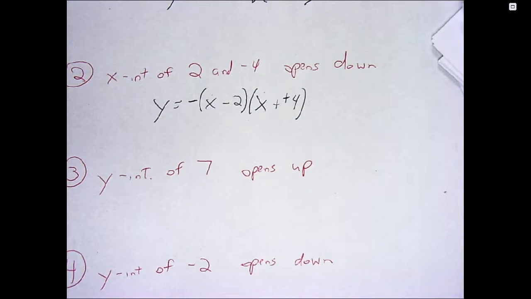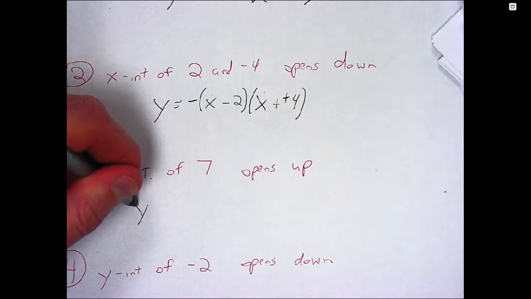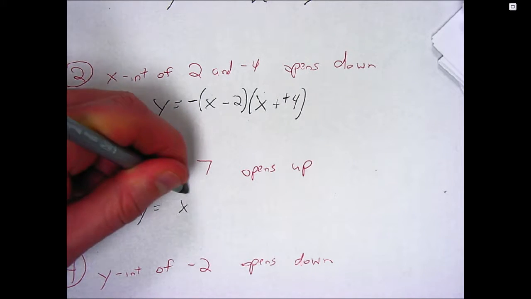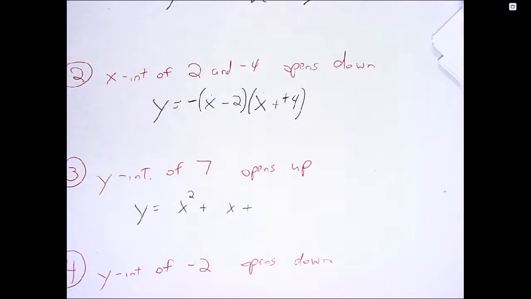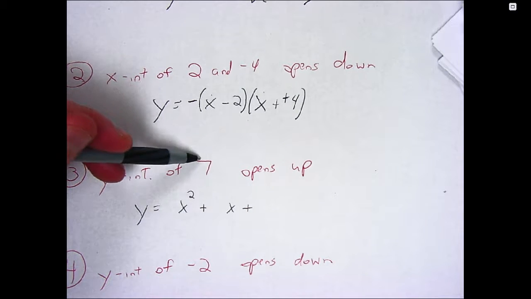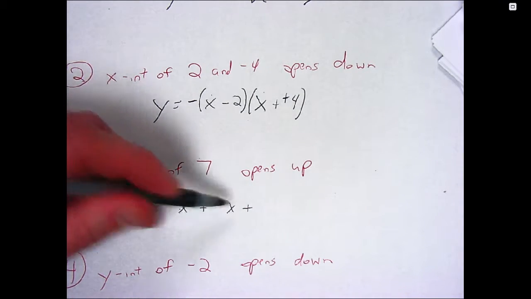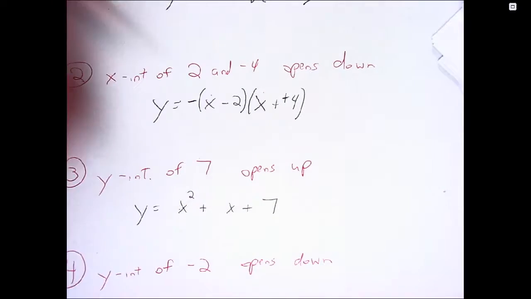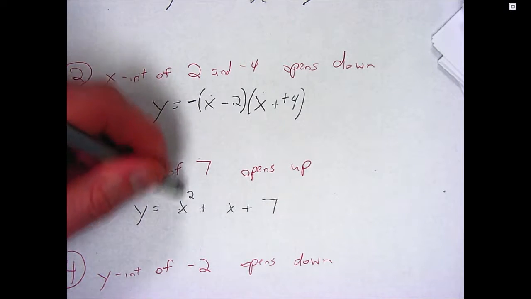For y-intercepts, it's going to be easier. Instead of writing it in factored form, we're going to write it in the multiplied out form. So we're going to have an x squared, and an x, and then a number at the end. The y-intercept we find by plugging in 0 for x. So we have 0 squared plus 0, and so the y-intercept is just going to be the ending number. And to open it up, I just need a positive number in front.